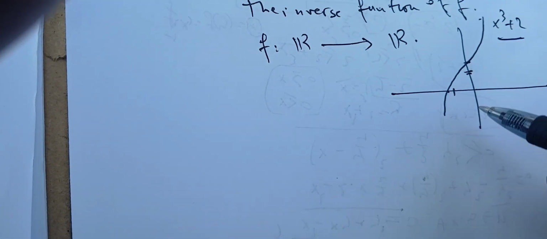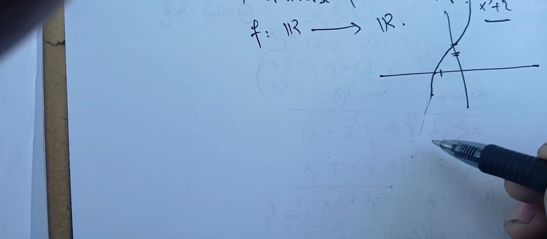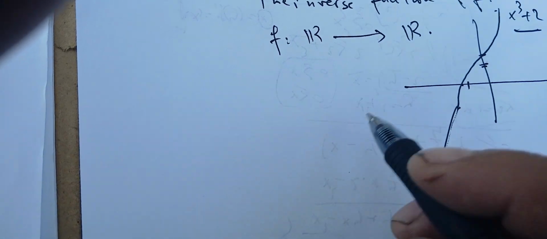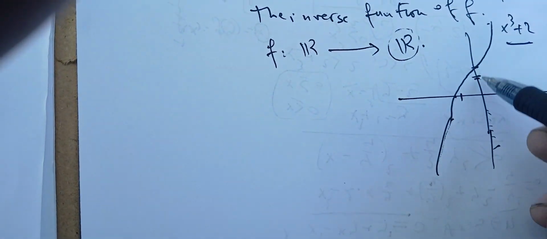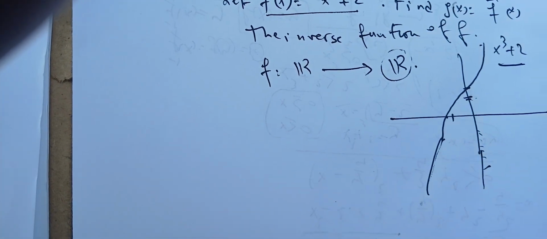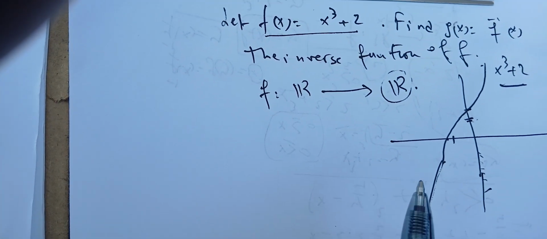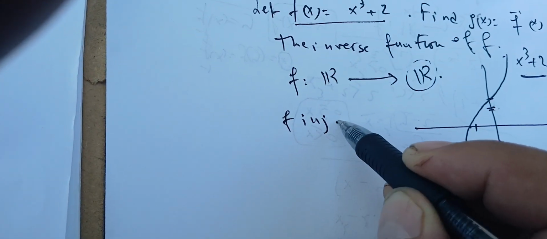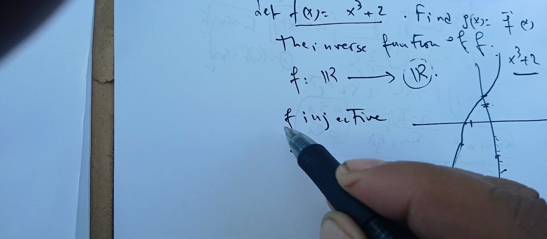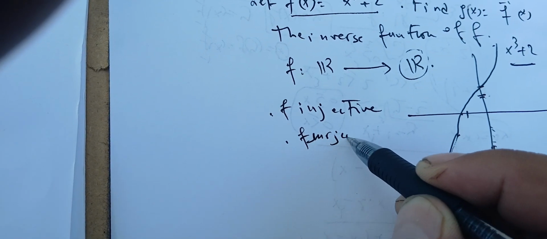We can see that it can have an inverse function because it's injective and increasing, and it's surjective, the codomain is covered, the whole of it. So now we can prove two things: we're going to prove that f is injective, and that f is surjective.